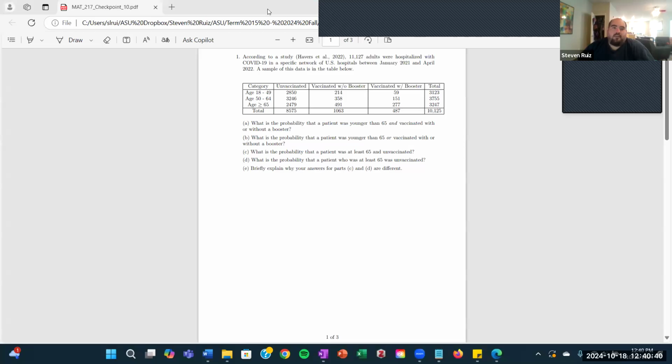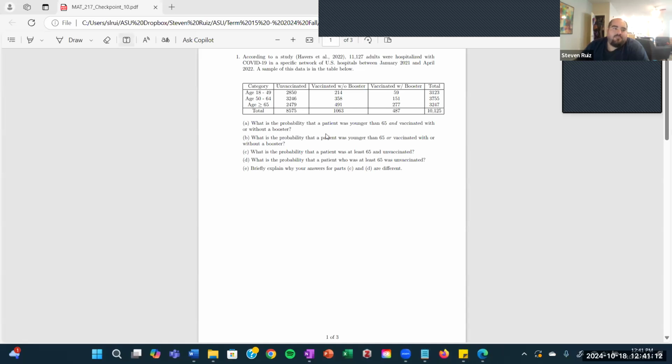All right, let's take a look at the questions from Checkpoint 10. So question one deals with some data from hospitalizations from COVID-19. We're asked for some probabilities of some specific event spaces here. So part A, what is the probability that a patient was younger than 65 and vaccinated with or without a booster?